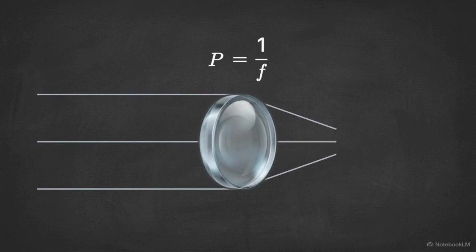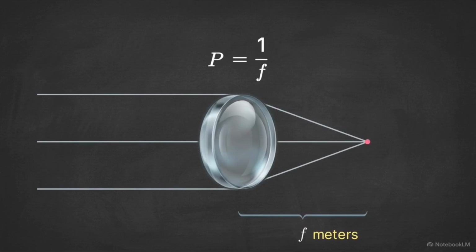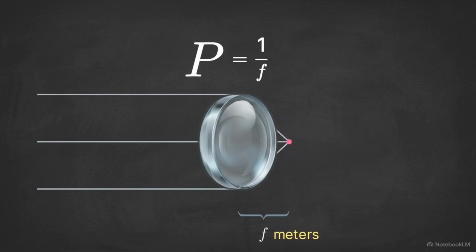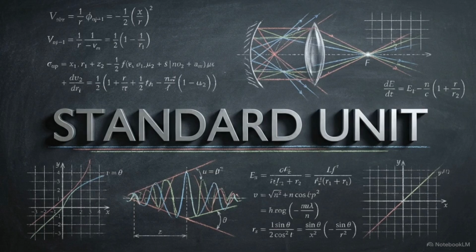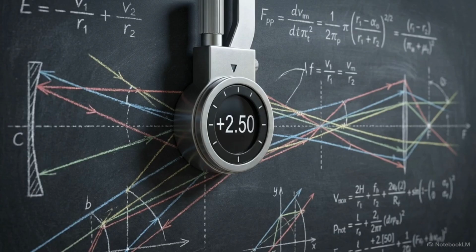In this equation, there's a critical rule. The focal length, f, must strictly be measured in meters. As that focal length shrinks, the power of the lens mathematically increases. The result of this equation is measured in diopters. A diopter is simply the standard unit of measurement for the optical power of a lens.